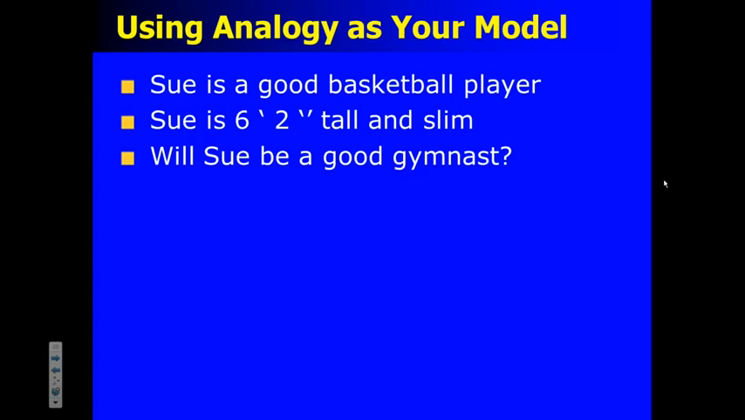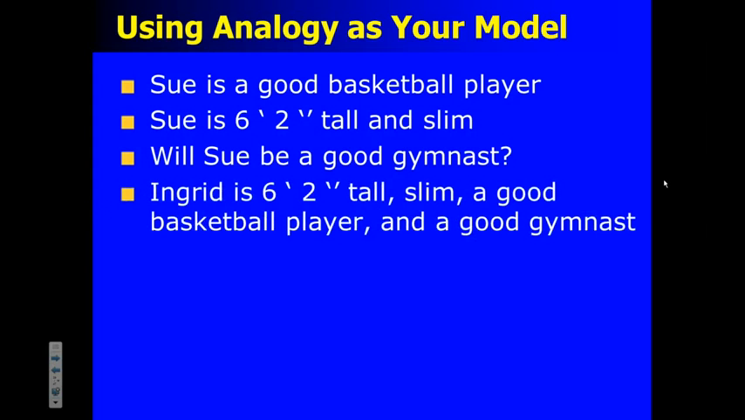But what if I added more information? Would that change your prediction? So I'd say, okay, Sue's very best friend, and they do everything together, is Ingrid. She's 6'2", also tall, also slim, also a good basketball player, and also a good gymnast. Now again, it's a prediction. We could be right, we could be wrong, but using the power of analogy, we might be more inclined now to say, yeah, I think Sue might be a good gymnast. By adding that little bit more information, we're drawing on our experience.